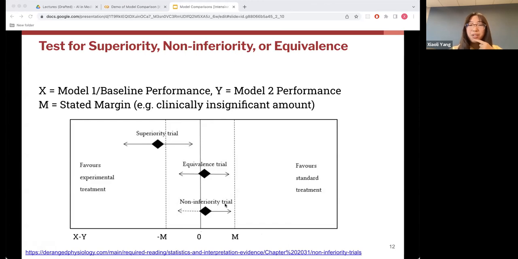And finally, for the superiority trial here, notice that if it lands completely to the left of the 0 line, meaning that Y is significantly larger than X, but it is not large enough to be clinically significant, as it doesn't land completely to the left of our stated margin line at minus M. So this is a statistically significant result, but not a clinically significant result.